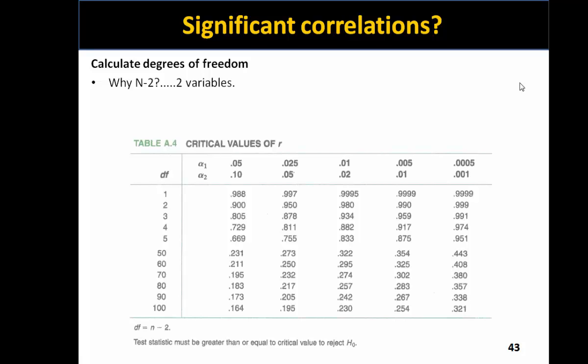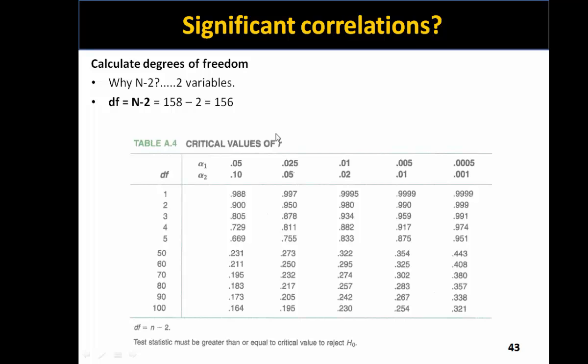The next step is to calculate the degrees of freedom. And with correlation coefficients, the degree of freedom is always going to be n, which is the number of paired observations, subtract 2, because we have two variables. We have an x and a y. So we lose 1 degree of freedom with each variable. Because our total sample size was 158 countries, we subtract 2, and our degrees of freedom value is 156.